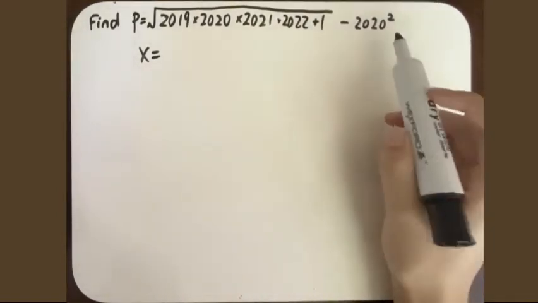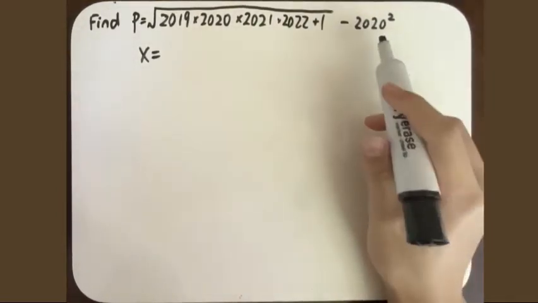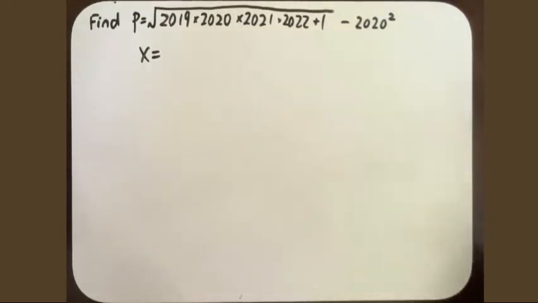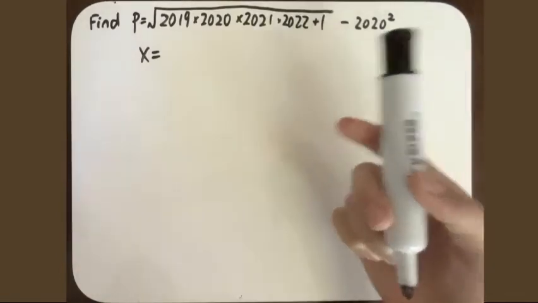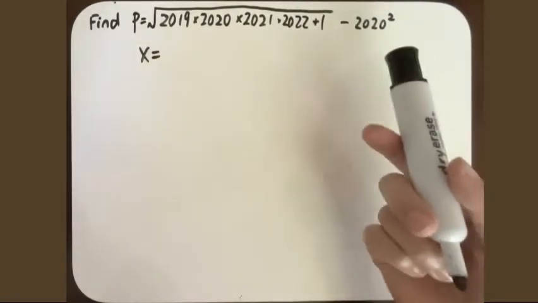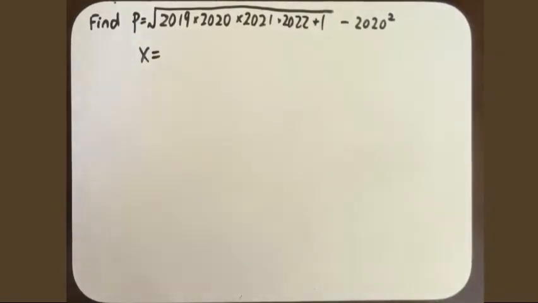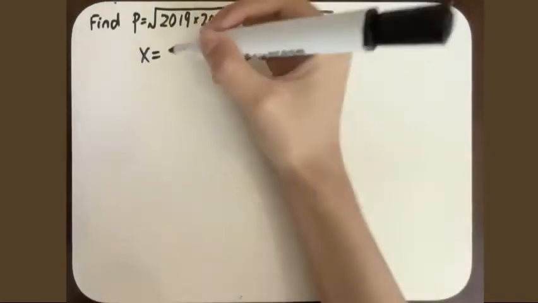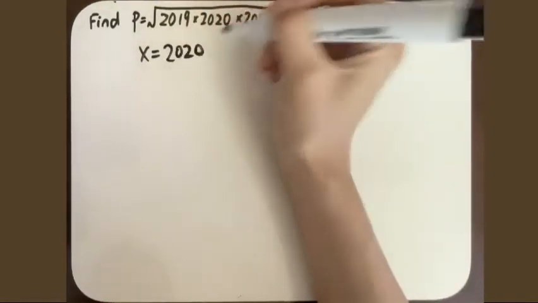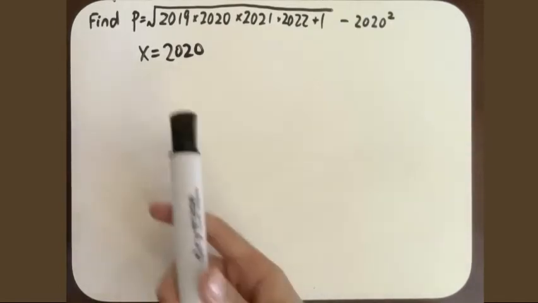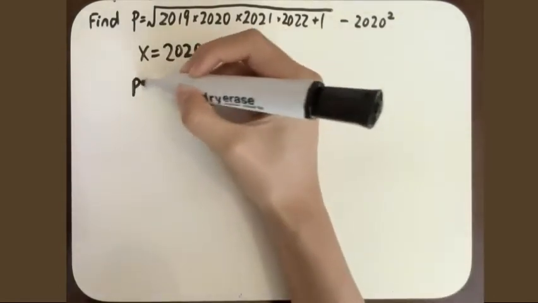So I'm going to set a variable x, but which number should we set it to? Let's do 2020, because we have a 2020 squared out here. And if we rewrite that in terms of another number, for example, if x is 2021, this would be x minus 1 squared. That would get really messy. So yeah, that's a good idea. Let's do x is 2020, and now we can rewrite p in terms of x.